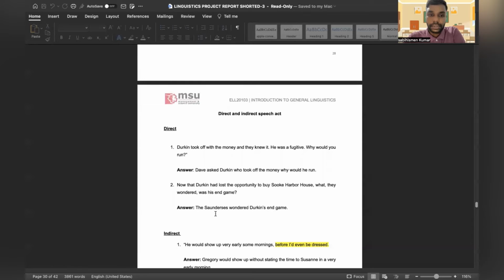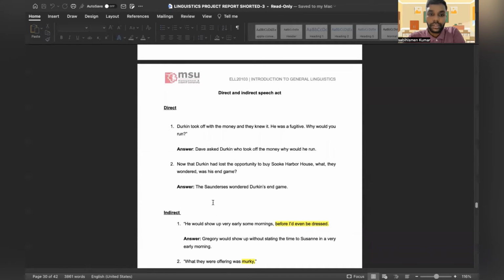Moving on to direct and indirect speech. Direct is something conveyed in the text or pointed out directly, and indirect is something that we don't understand immediately, which is conveyed in a roundabout way. For the first one: "Duncan took off with the money, and they knew it was a fatigue, and why would they run?" The answer is that Duncan took off with the money, so why would he run?